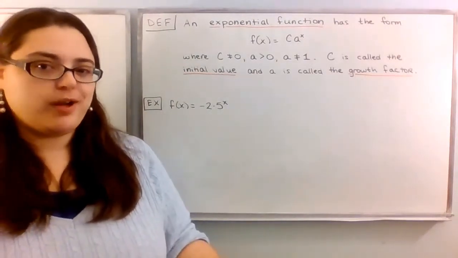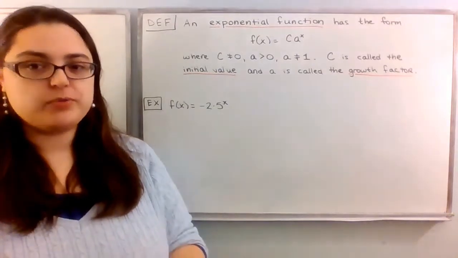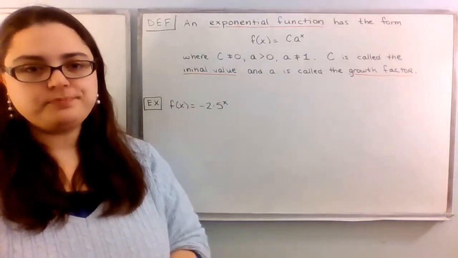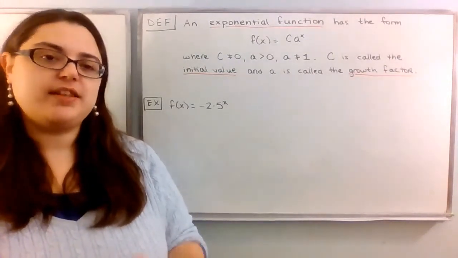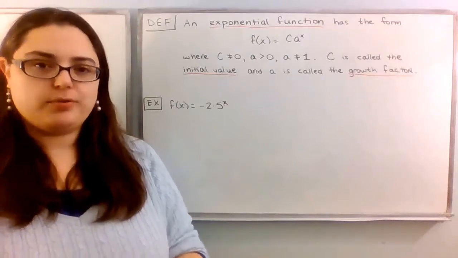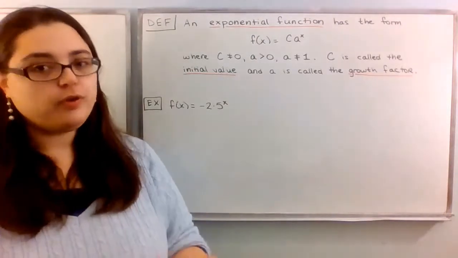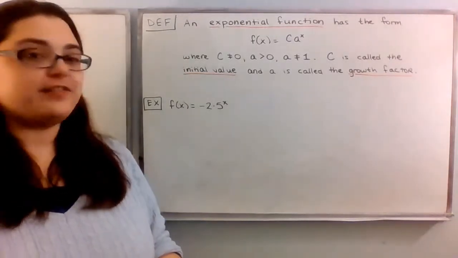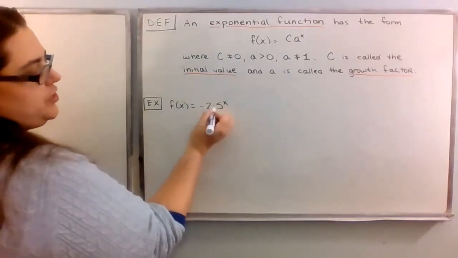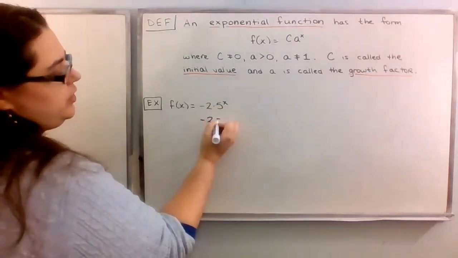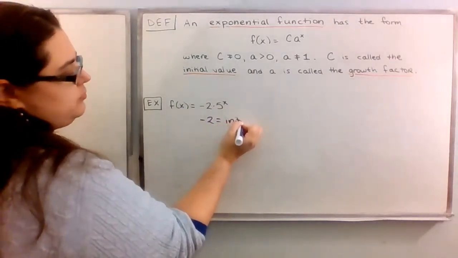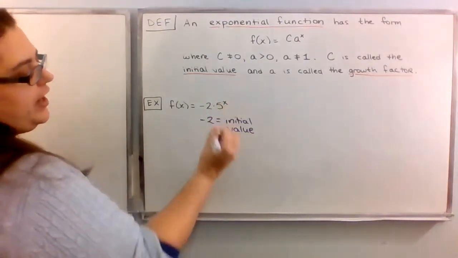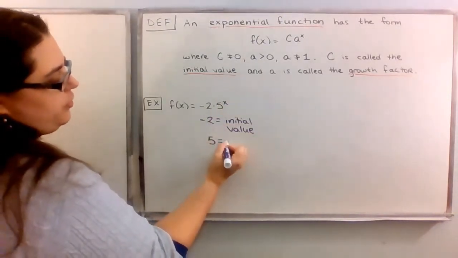And we want a not to be 1, since 1 to any power is just going to give us 1. So we would end up with f of x equaling c, which would be a constant function. In this case, we're going to call c the initial value, and we call a the growth factor. For an example, if I have the function f of x equals -2 times 5 to the x, in this case, -2 is c, so -2 is the initial value. And since we have 5 to the x, 5 is going to be called the growth factor.